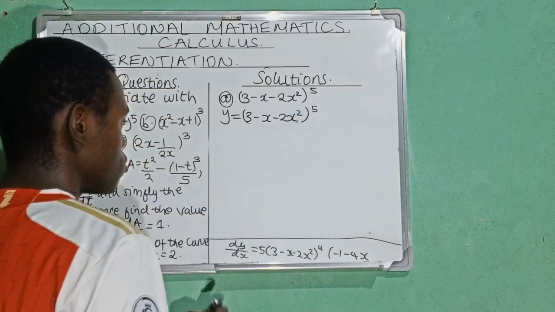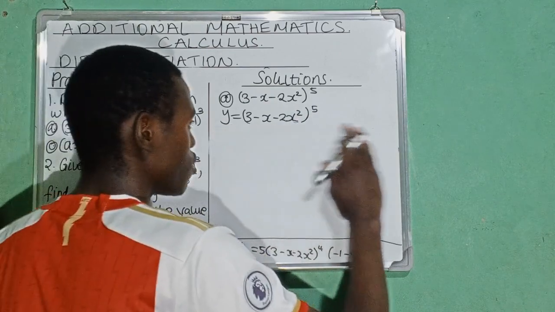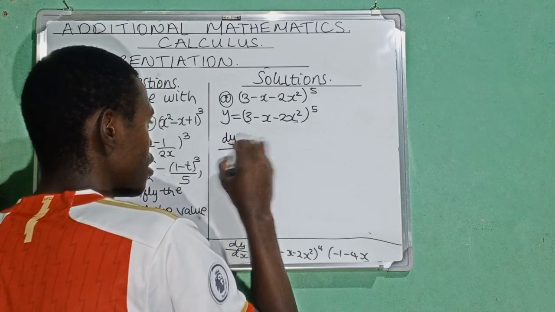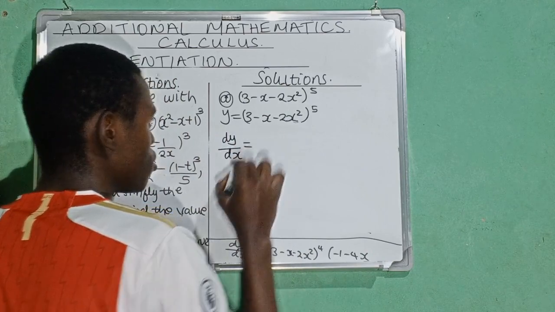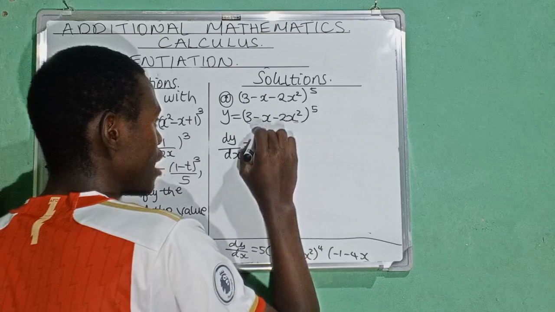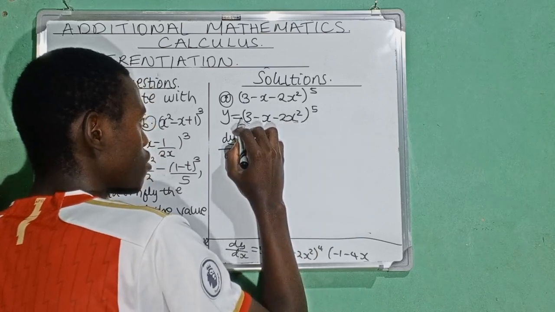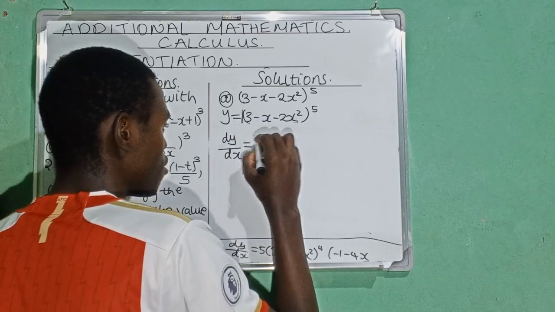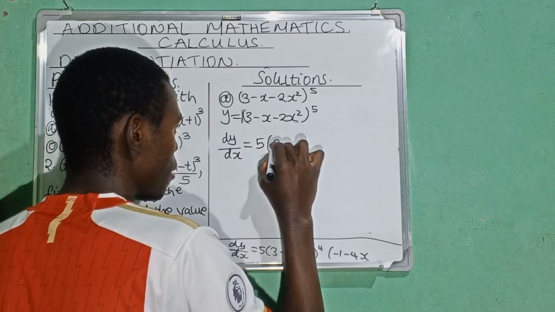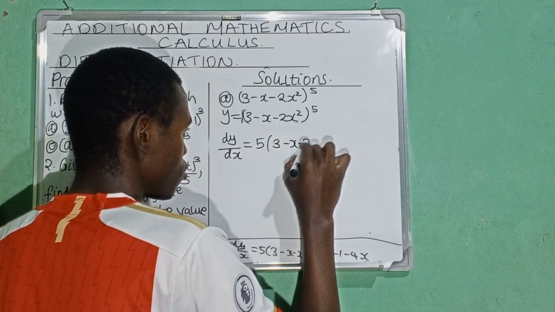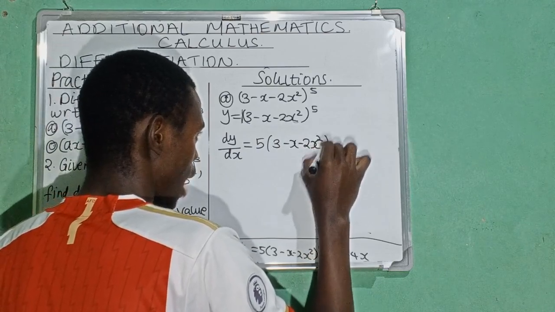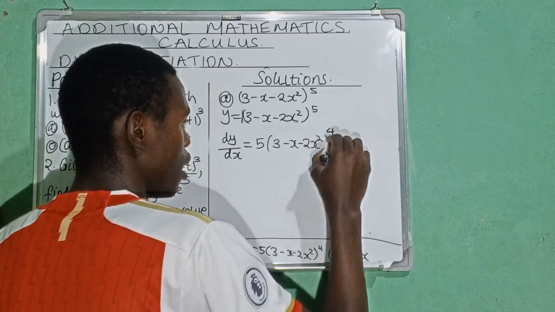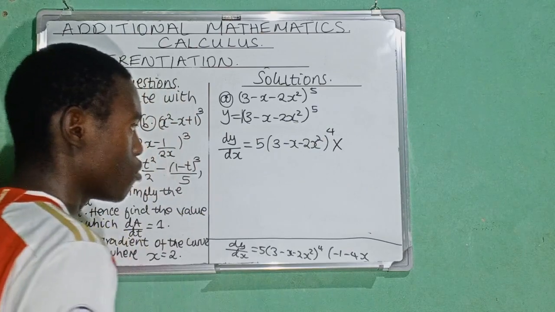So to differentiate this, we'll differentiate the entire function the way it's looking. You will say that your dy dx is equal to 5 multiplied by this entire function. So 5 multiplied by the number in front of the bracket, but here there's an invisible 1. So 5 multiplied by that invisible 1 is simply 5 multiplied by 3 minus x minus 2x squared. And then here there's a power 5. The power 5 will lose 1, it will become power 4. And then you multiply by the derivative of the core.